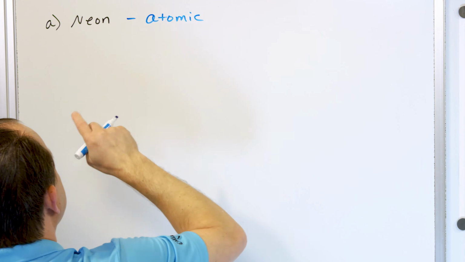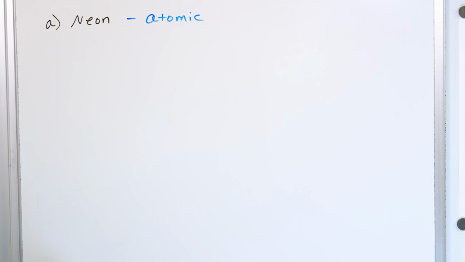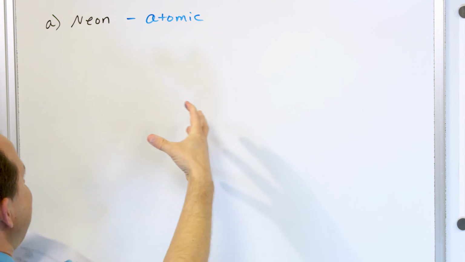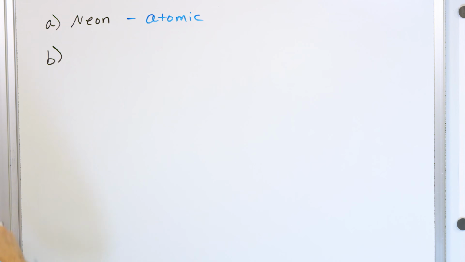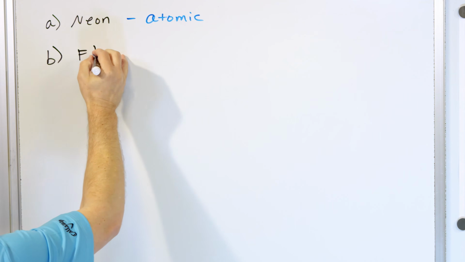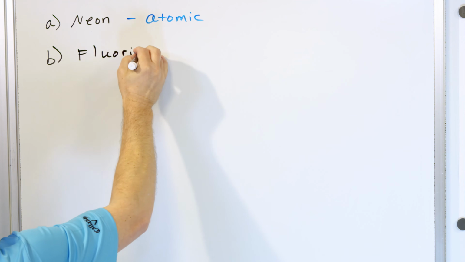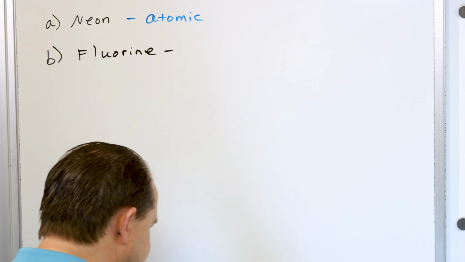So if you got a canister of neon, like you can get in a light bulb or something like that, then it's just individual neon atoms floating around in the gas phase. All right, what's the next one? Let's talk about fluorine. Is it atomic or is it molecular?